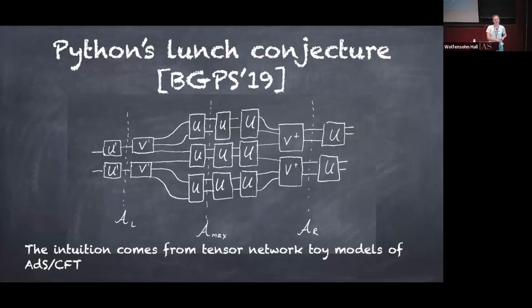Yeah, maybe that may be the case. So this is the intuition behind the Python's lunch conjecture. But maybe this needs some more thought. You should be able to preserve information from here to here by the Python's lunch conjecture.